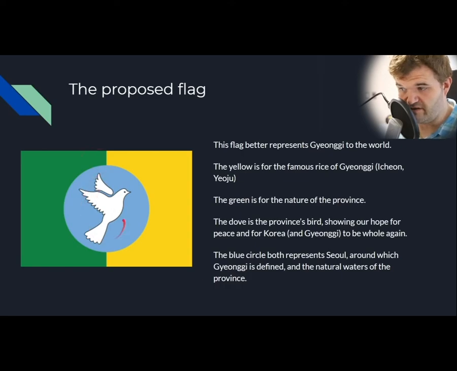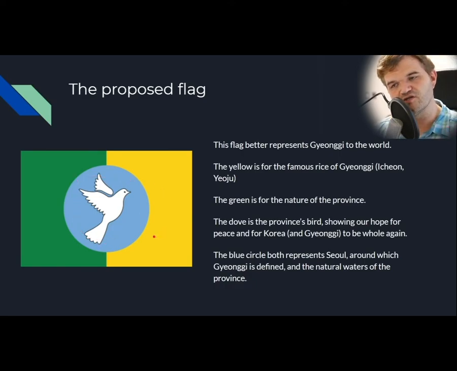The blue has a double meaning. Gyeonggi-do, by its very name, means the area around the capital. That's what Gyeonggi is. And so, as the blue is circled by the green and the gold, Seoul is circled by the green nature of Gyeonggi-do and the beautiful, delicious rice of Gyeonggi-do. But also, Gyeonggi-do has a lot of water. The Han River doesn't just define Seoul, it defines Korea, and it flows through Gyeonggi province. Not to mention other rivers and streams as well.